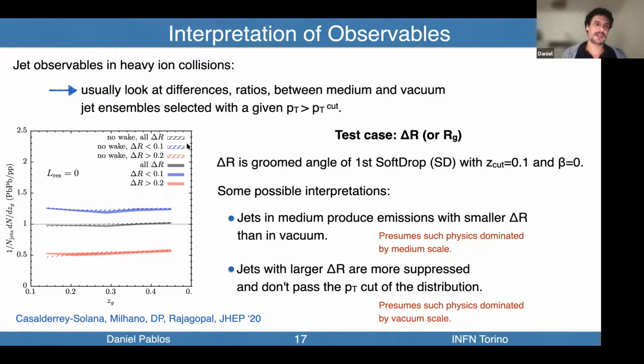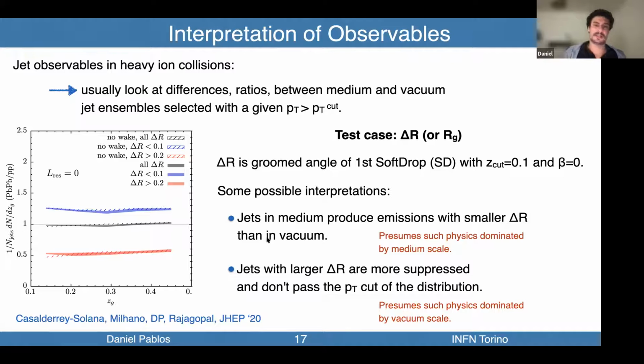What we do typically when we want to measure jet quenching, or determine the amount of jet modification, is to look at these kinds of ratios: measured jets in lead-lead over measured jets in PP. So if you see this absence, meaning the ratio is below 1 for large groomed radius jets versus the narrow ones, one logical possibility is that the jets in the medium do produce emissions with smaller delta R, with smaller groomed radius than in the vacuum.